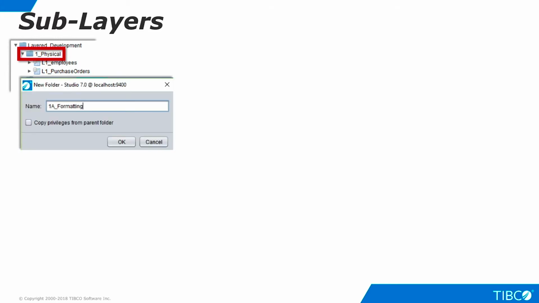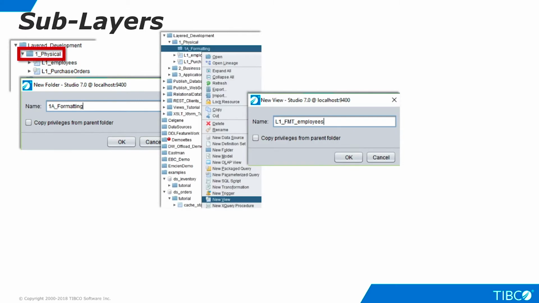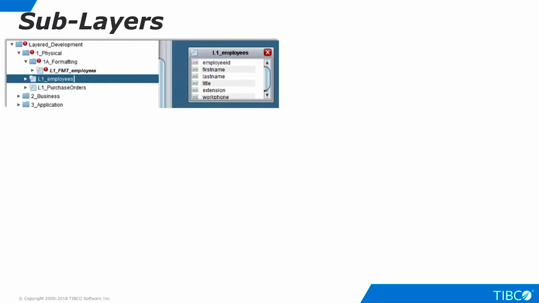Right-click the physical folder and create a new folder. Name the folder as shown here. I'm choosing to nest this folder within the physical folder, but this is not required. Right-click the new folder to create a new formatted employees view, as shown here.